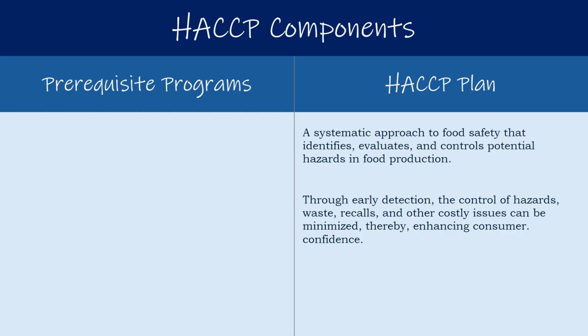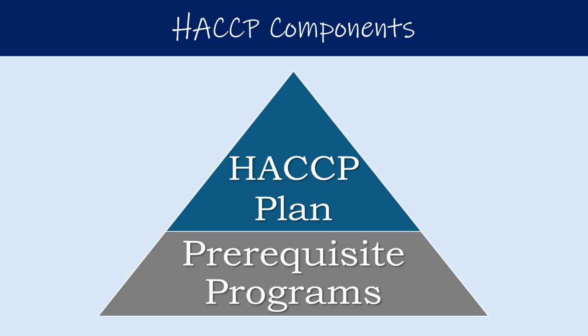contamination. A HACCP plan is a systematic approach to food safety that identifies, evaluates, and controls potential hazards in food production. Through early detection and control of hazards, waste, recalls, and other costly issues can be minimized, thereby enhancing consumer confidence. A way to look at this is that prerequisite programs are the foundation that the HACCP plan and program are built on. One cannot be effective without the other.